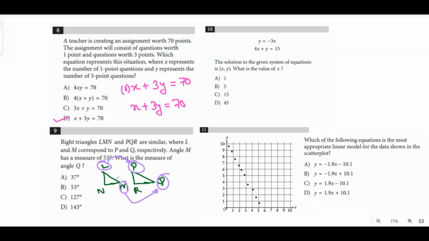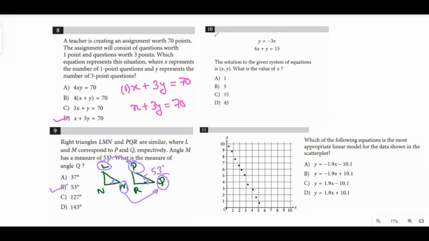So it is given that angle M is 53 degrees. This angle is 53 degrees. So by using the similarity of triangles, we will say this angle also comes out to be similar to angle M, which is 53 degrees. So option B is correct because they are both similar to each other. So that's why their angles will also be equal.